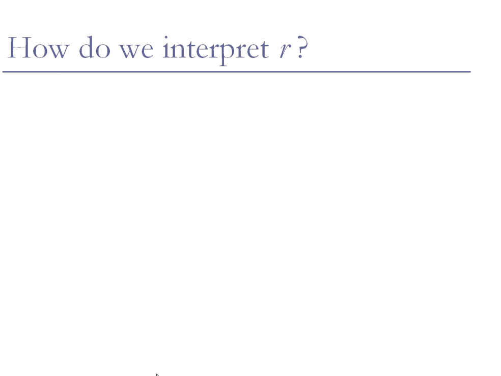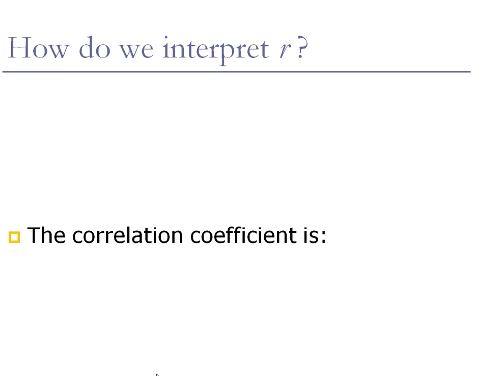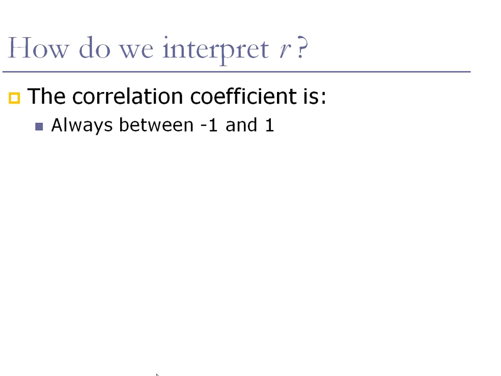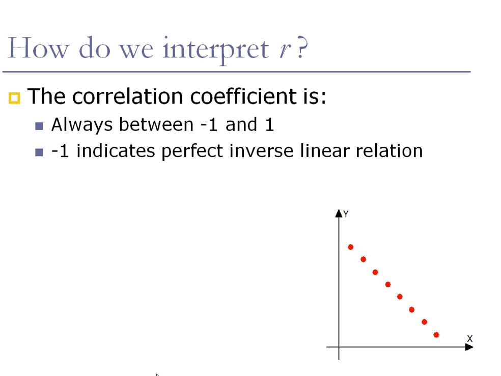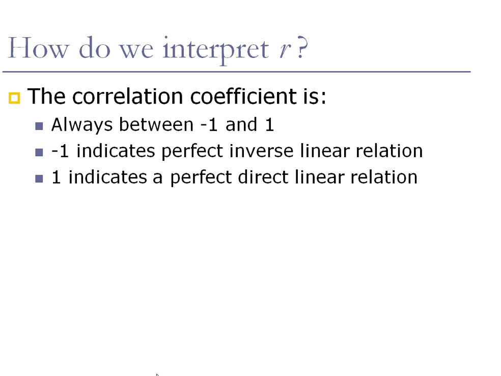So what does this correlation coefficient look like? Well, first of all, I said it's a small number. In fact, it's always a number between -1 and 1. So it's never a big number. It's always a little decimal fraction between -1 and 1. Now, if we had a value of -1, that indicates a perfect inverse linear relationship. So in other words, if we relate the two variables x and y on a scatter plot, the observations will line up perfectly on a line. Similarly, a value of 1 would indicate a perfect direct linear relation.